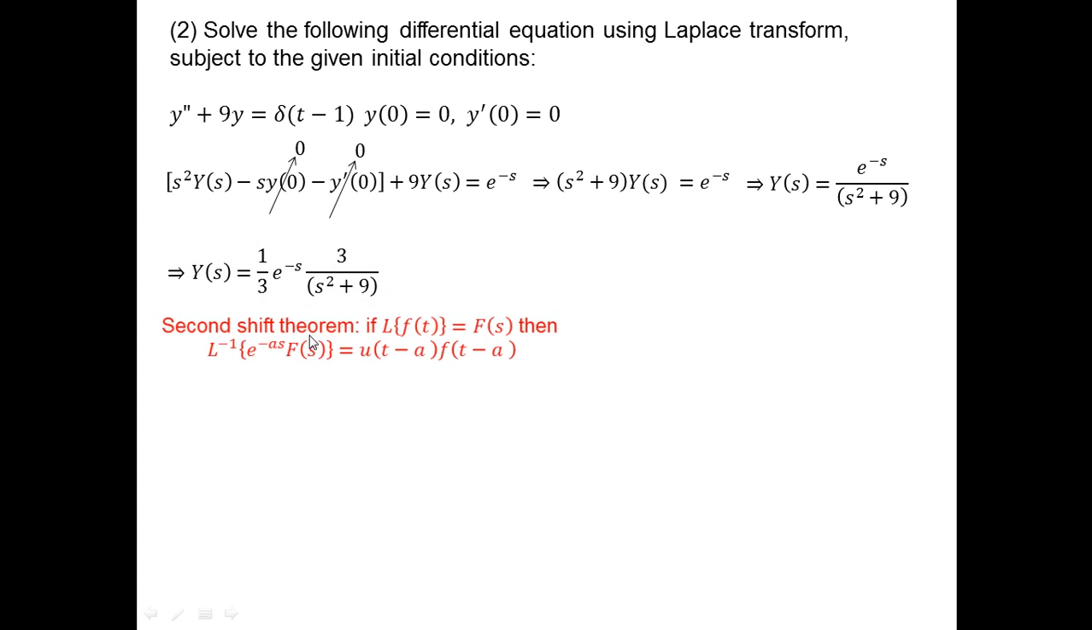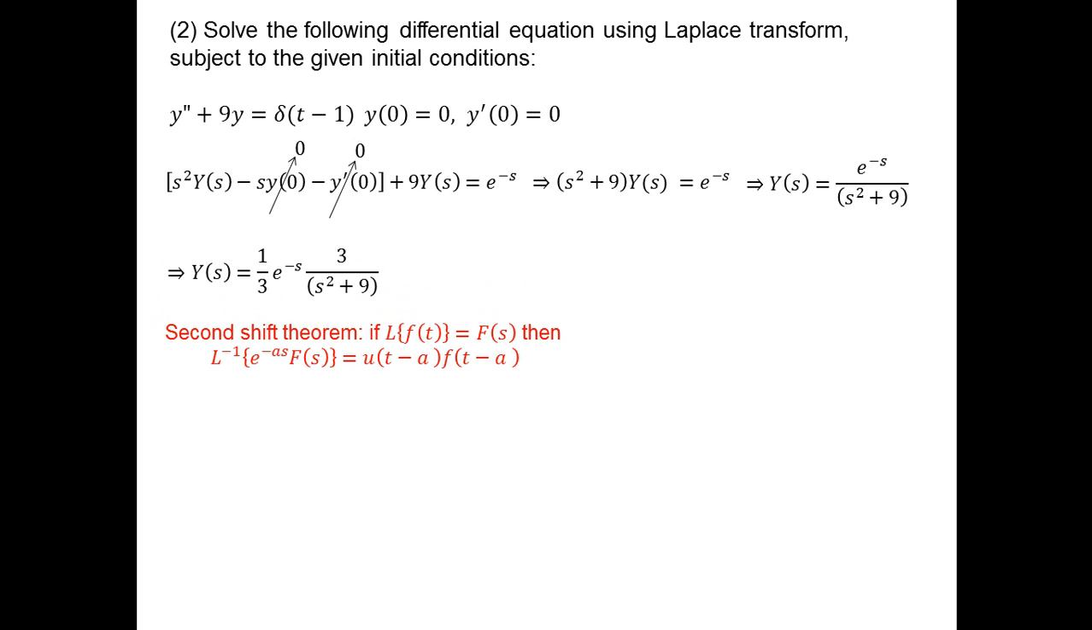The theorem that we need to use, and it is important to know, is the second shift theorem. The second shift theorem says if the Laplace transform of f(t), function of t in the time domain, is F(s), then the Laplace inverse of e to the minus as F(s) is equal to u(t minus a) f(t minus a), in which u(t minus a) is a shifted unit step function.